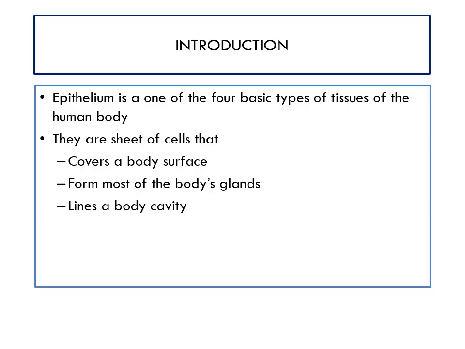They are sheets of cells that do three basic things. They cover the body surface. That's one. They form most of the body glands, so most of the glands present within the body are formed by epithelial tissues. And they also line the body cavity. So they line the outer part of the body surface, the inner part of the body cavities, as well as provide structural architecture for plants.